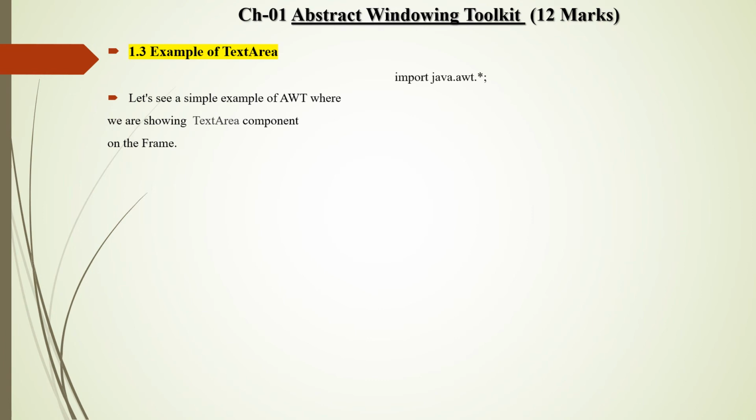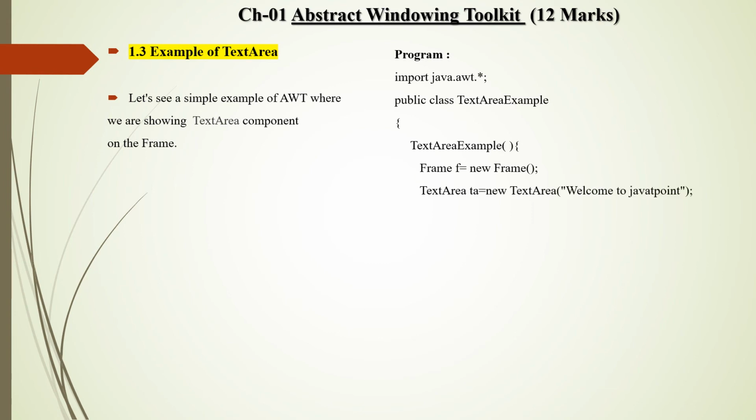So code for the example: first, we import the java.awt package. Then we create one class, that is TextAreaExample. TextAreaExample is the name of the class. Then we create a constructor of the class TextAreaExample. Inside the constructor we create one frame with no title. Then we create one text area component.